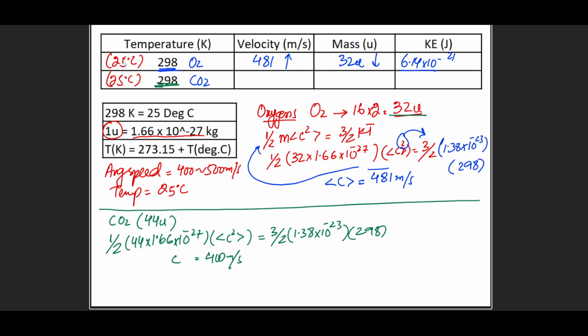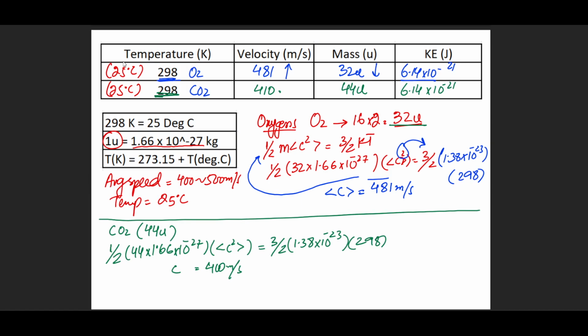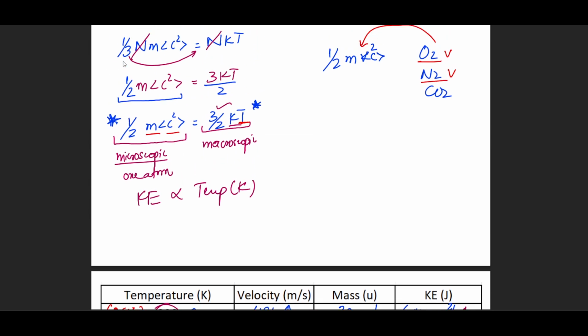So let's fill in the value. This is 410 meters per second and the mass was 44 U. But if you put in the values exactly in the half mv square formula, you will get 6.14 into 10 raised to power minus 21 joules. As we can see from this exercise, although the masses can be different, their velocities can be different, their kinetic energies will be exactly the same for the same temperature. This is why we have always concluded that temperature and kinetic energies will be the same for ideal gases, if the gases are behaving ideally, right?